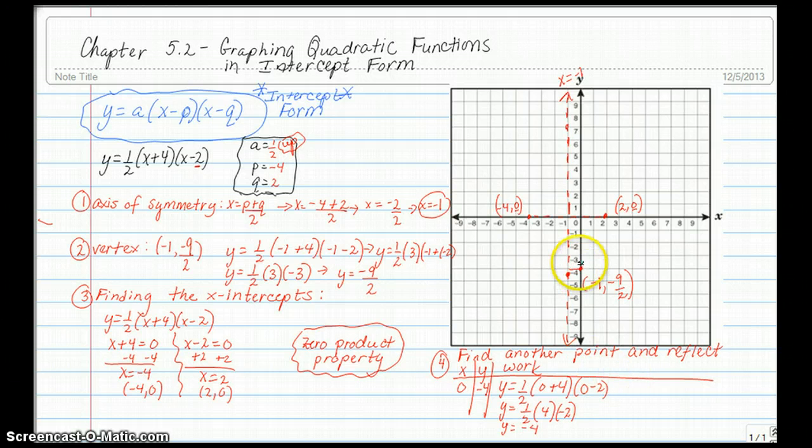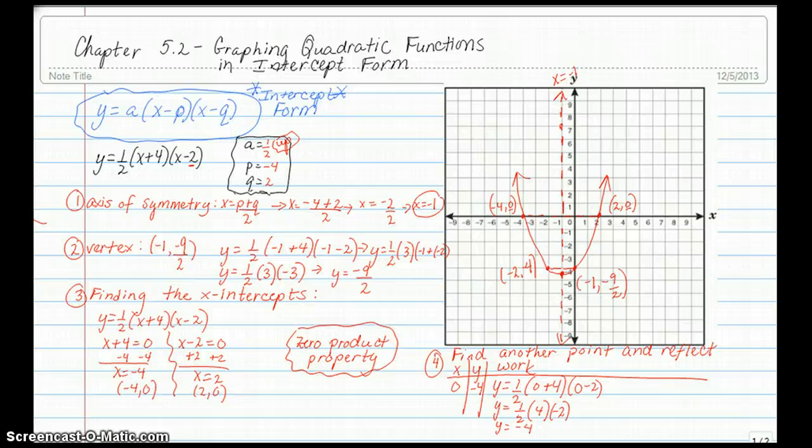Now, we're going to reflect that. So this is 1 from the axis of symmetry. We're going 1 to the other side. It's going to be negative 2, negative 4. And then we're simply going to connect our points on our parabola. And there you go. That is the graphing of a quadratic function that is in intercept form.